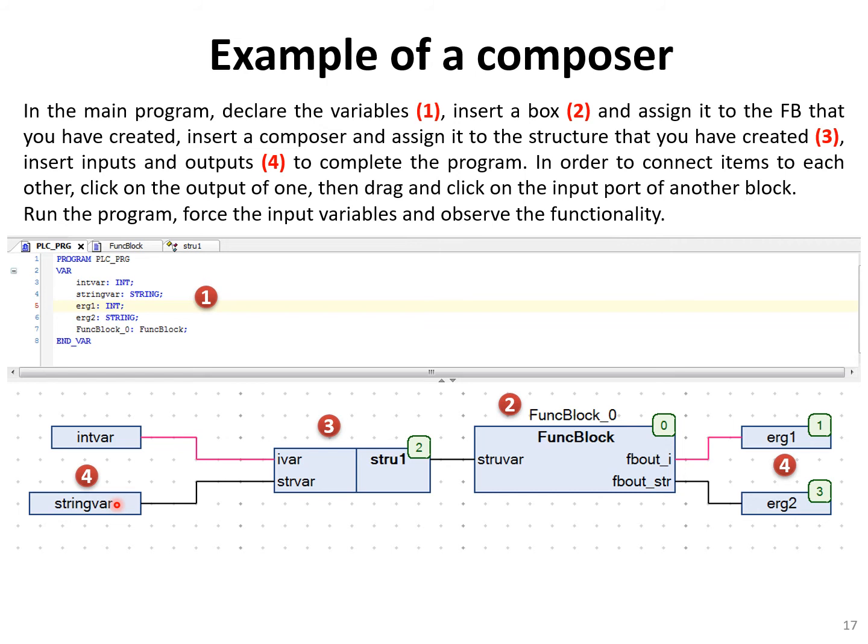In order to connect items to each other, click on the output of one, then drag and click on the input port of another block. Okay, so just connect them from one to another. Run the program, force the input variables, and observe the functionality. See what you will get in the output in the ERG1 and ERG2. So, for example, if you choose 2 here, you will see 4, and you should see hello world here.